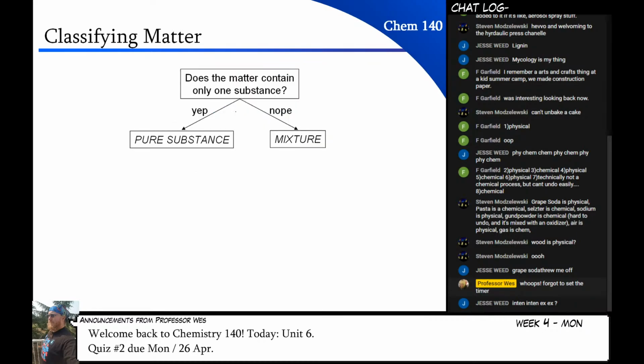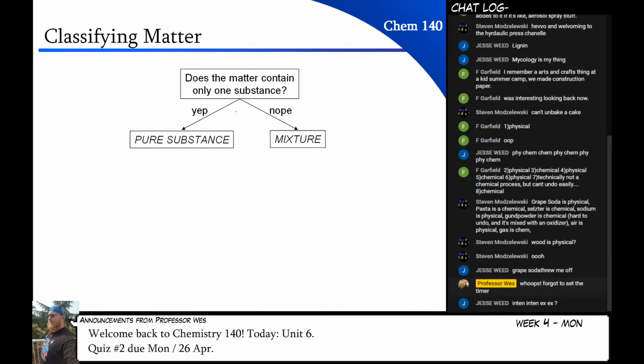So we're going to make a little flowchart here. Is there only one thing, one substance in the material? If the answer is yes, it's a pure substance. If the answer is no, there are multiple things, you have a mixture. So whenever you are given a question, this is the first question you should ask. Is there one thing in there, or is there a bunch of stuff?